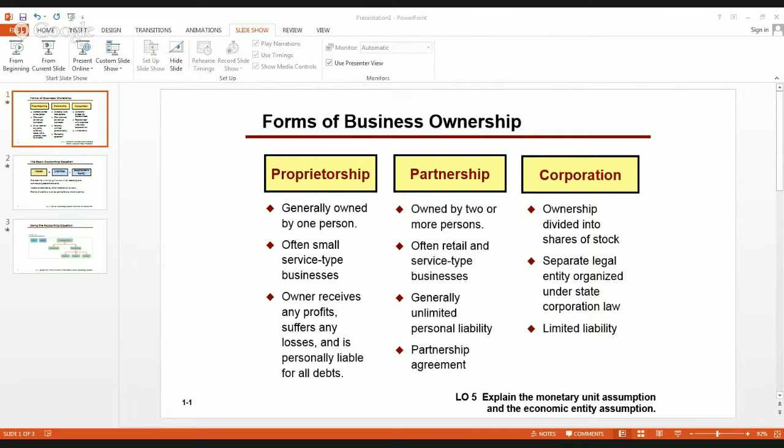We also touched on corporations. Ownership is divided into shares of stock, so we're looking at stock there. And then we talked about this: it's a separate entity, a legal entity which is formed under state corporate law. In the state of Illinois, we've got the Secretary of State, where we're looking at the organization of a corporation. And then you have limited liability there. So those are some key points.